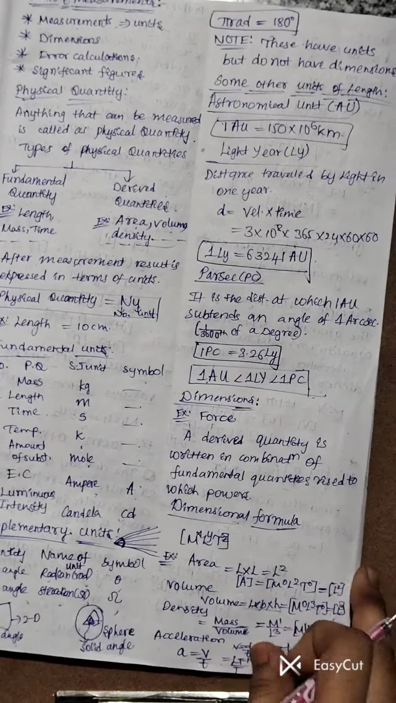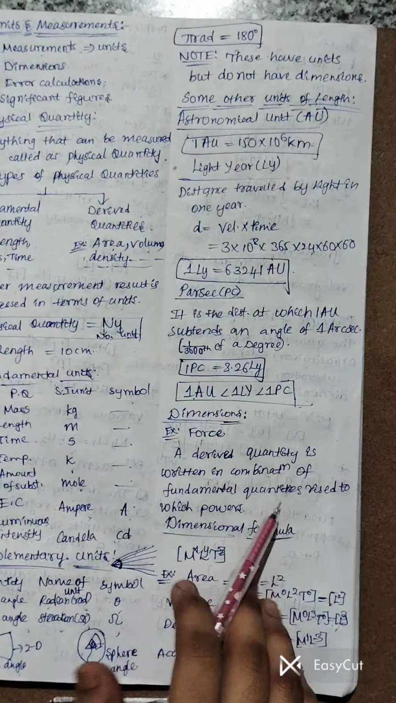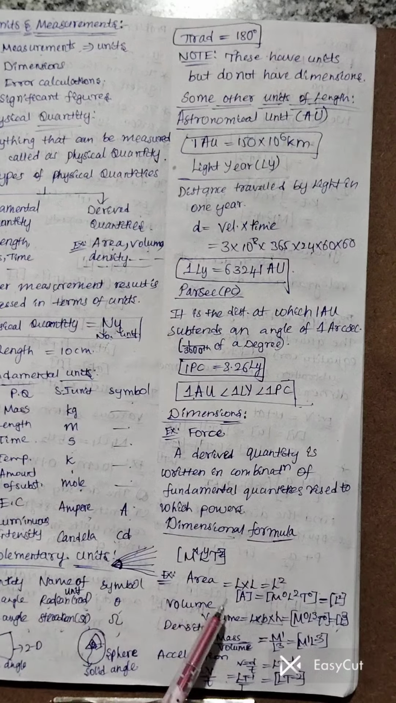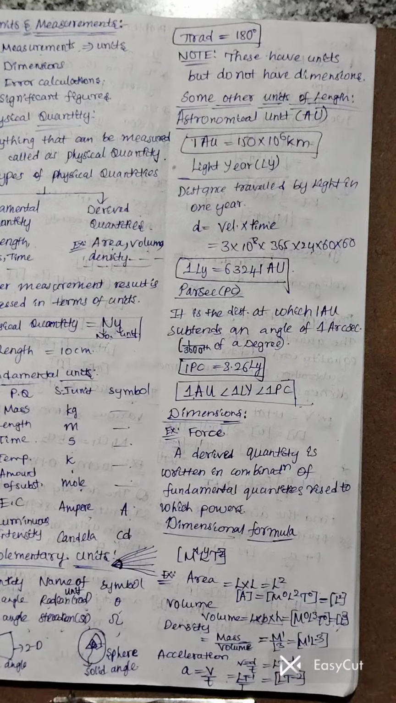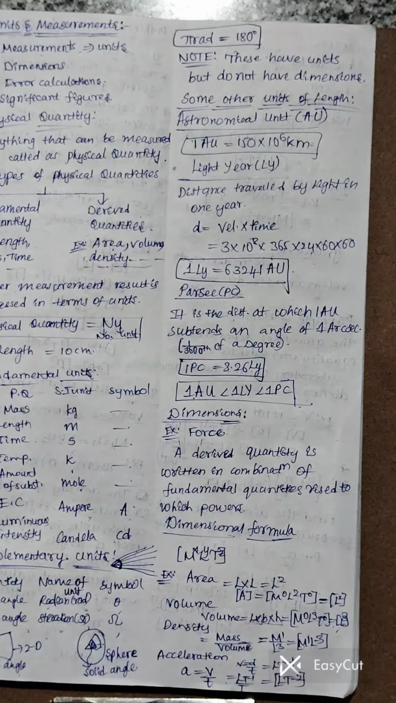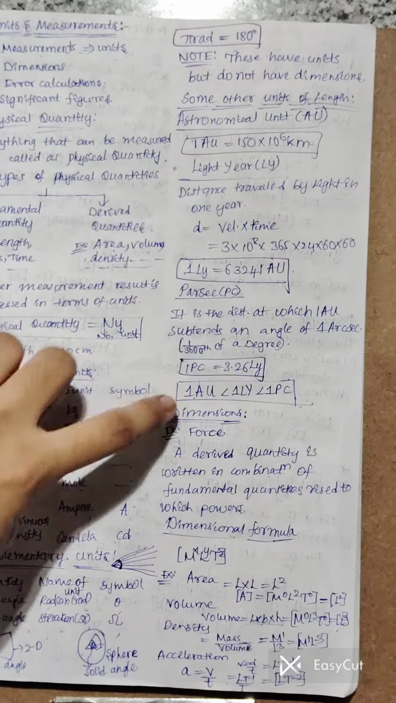And now pi radian is equal to 180 degree. You have to remember this. And one more important point regarding supplementary units is these have units but they do not have dimensions. Plane angle and solid angle only have units but they do not have any dimension. And some other units of length, there were only a few questions asked regarding this topic. It's just enough to remember these values.